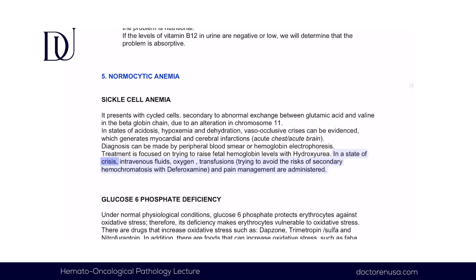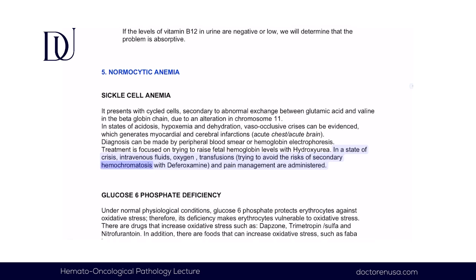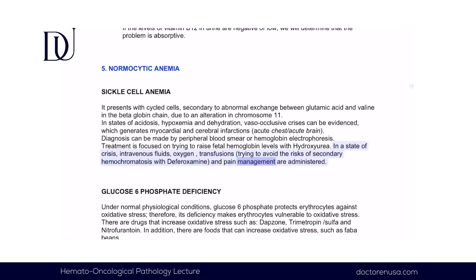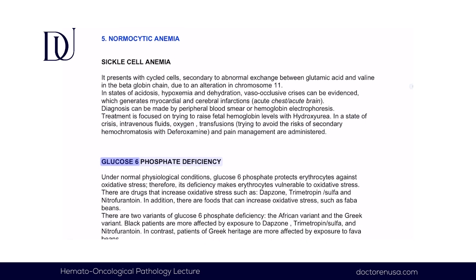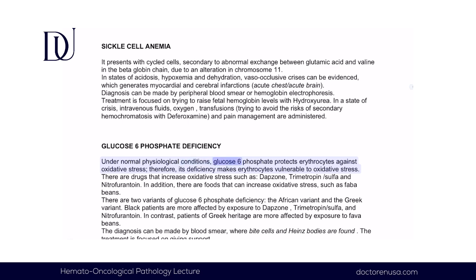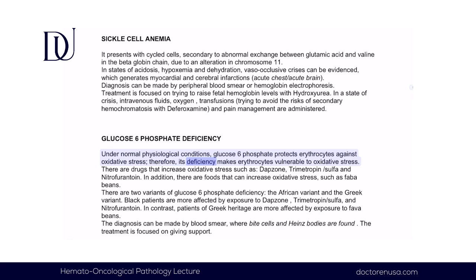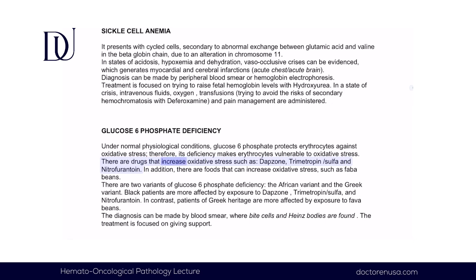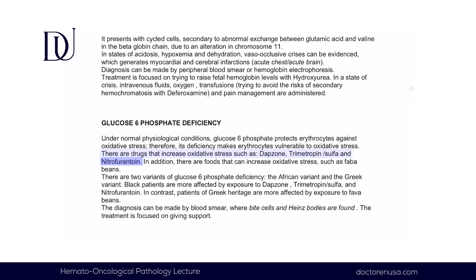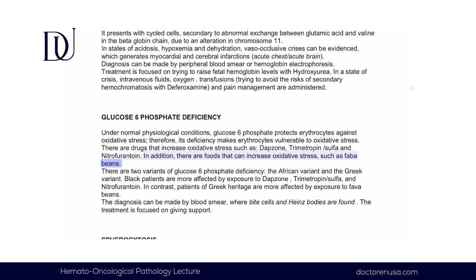In a state of crisis, intravenous fluids, oxygen, transfusions, trying to avoid the risks of secondary hemochromatosis with deferoxamine, and pain management are administered. Glucose 6-phosphate deficiency. Under normal physiological conditions, glucose 6-phosphate protects erythrocytes against oxidative stress, therefore, its deficiency makes erythrocytes vulnerable to oxidative stress. There are drugs that increase oxidative stress such as dapsone, trimethoprim/sulfa, and nitrofurantoin. In addition, there are foods that can increase oxidative stress, such as faba beans.